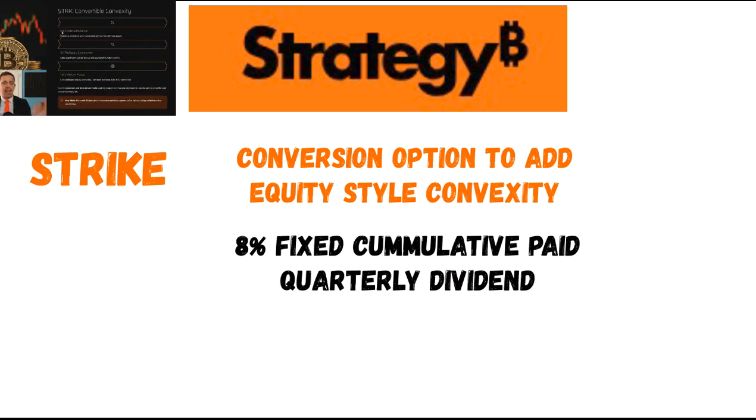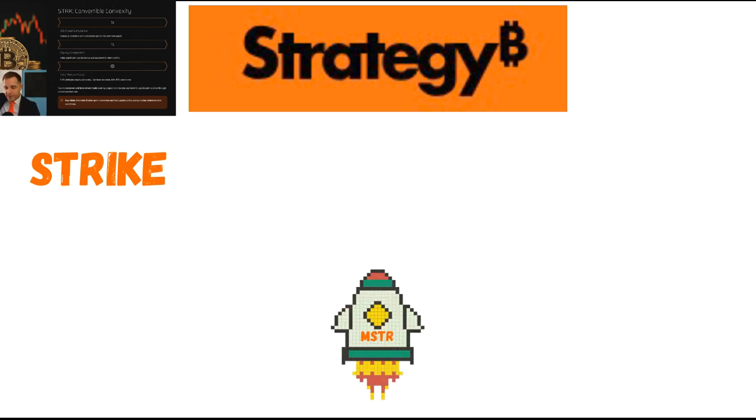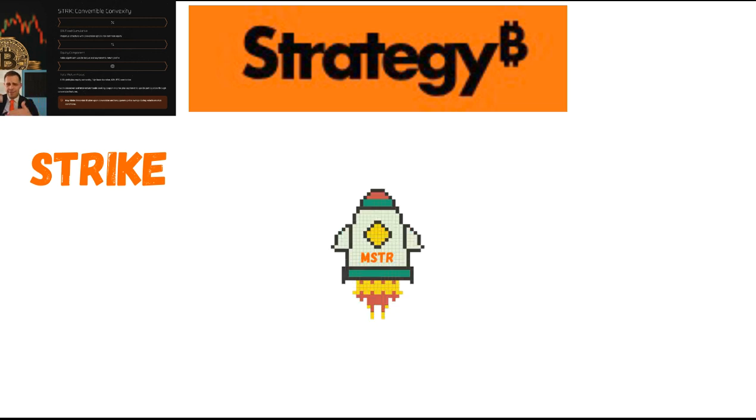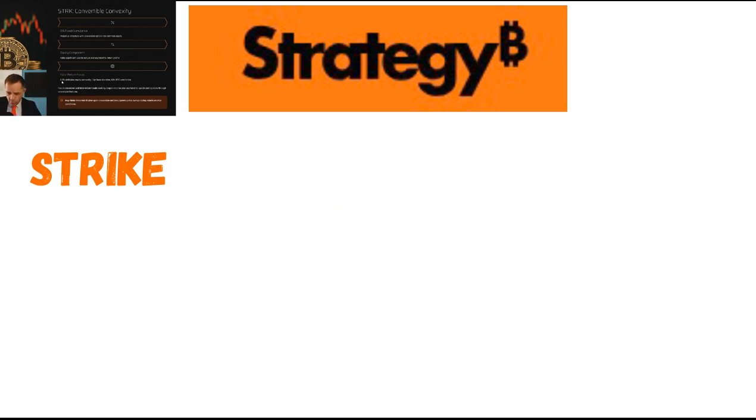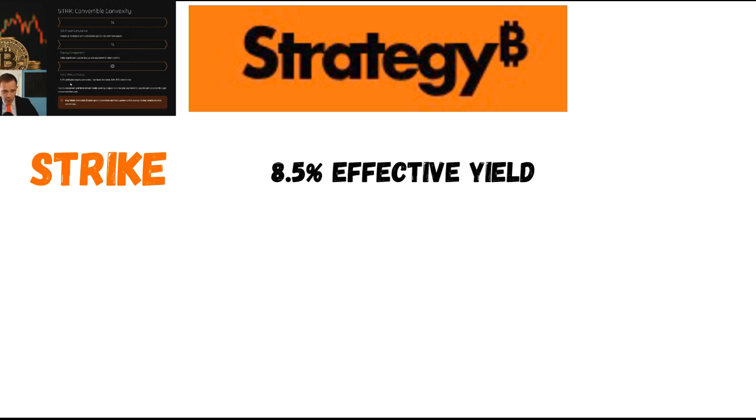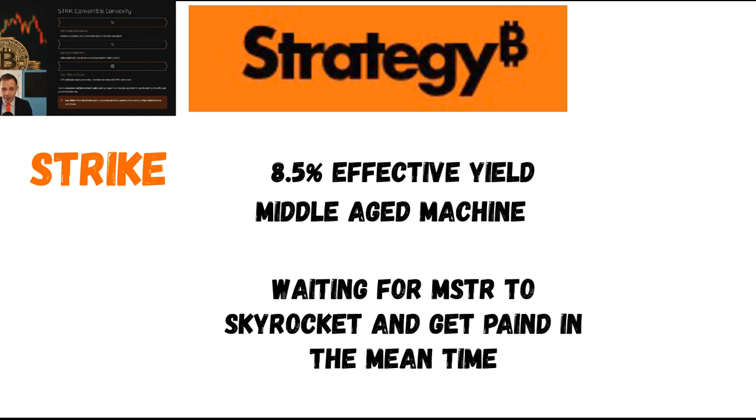We have an 8% fixed cumulative paid quarterly dividend and the convertible feature, which is super exciting because each share of STRK is convertible into 0.1 MSTR shares. So if MSTR goes to the moon to $1,500 a share, you can convert to common equity and make bank. And you're getting paid an 8.5% effective yield right now by waiting. To me, this is a perfect instrument if you're middle-aged and you still have time. You don't want to retire in the next year, but you want to wait for MSTR to go to the moon while getting some payments.